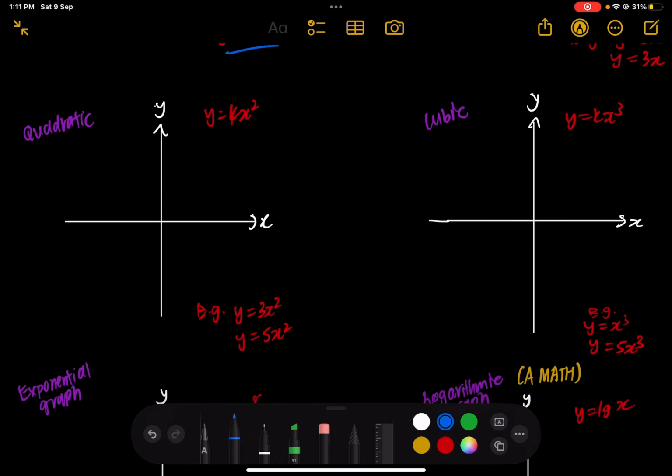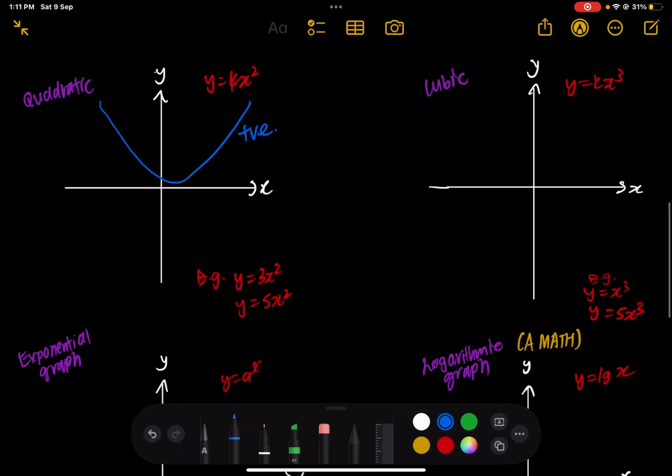Next one, quadratic, bowl shape. Something like that. Okay, this is a positive graph. If it's a negative graph, it will be like that. Opposite bowl shape. Another word for this is parabola. So a positive parabola will be a happy face. If it's positive, it will be a happy face, and a happy face will be like that. If it's negative, it will be a sad face. Sad face means it's like that.